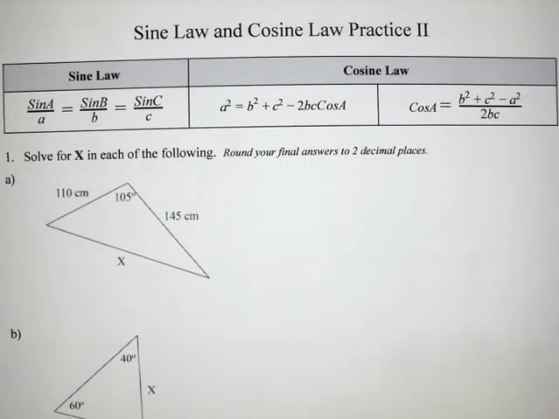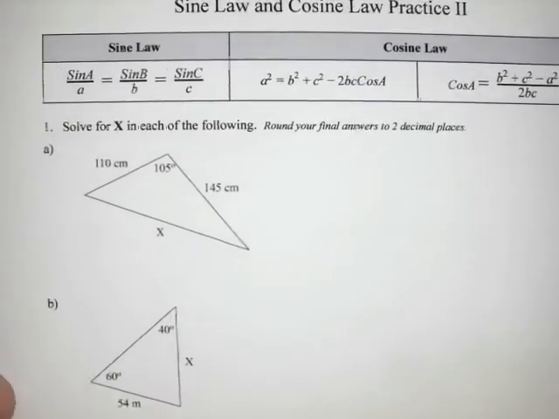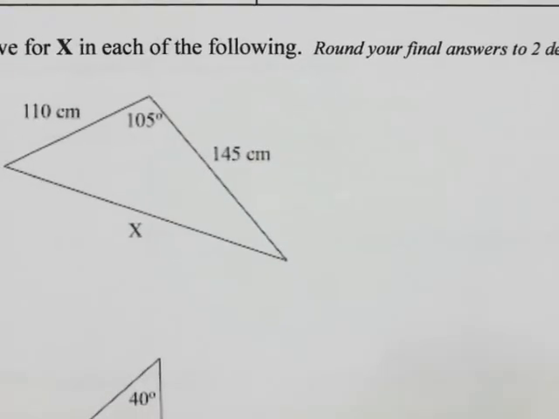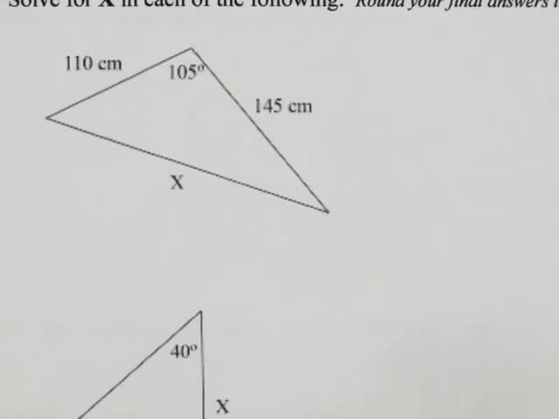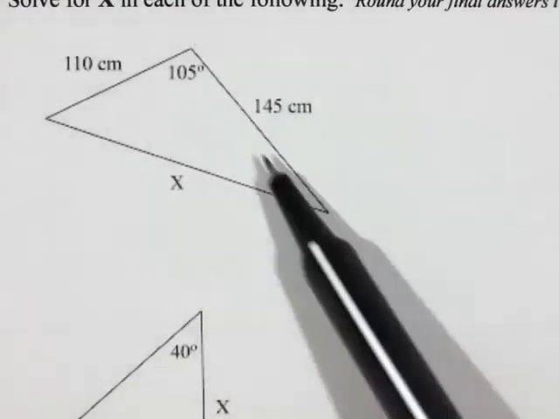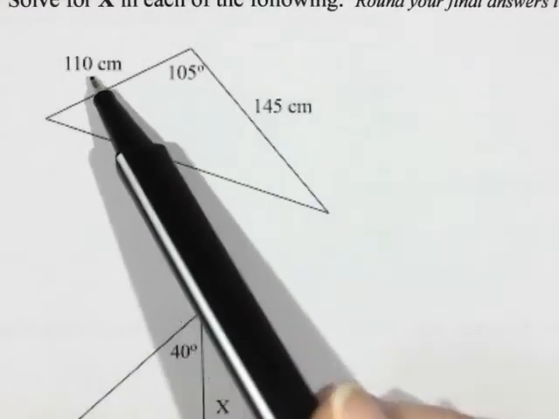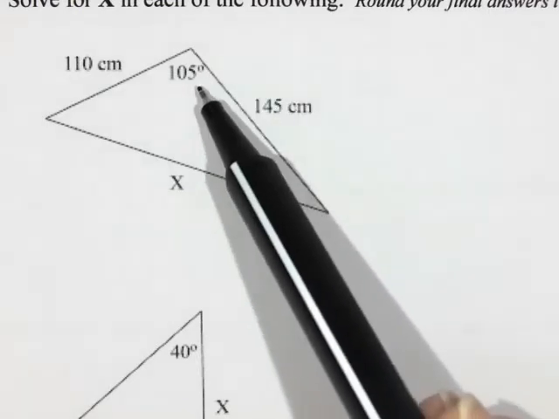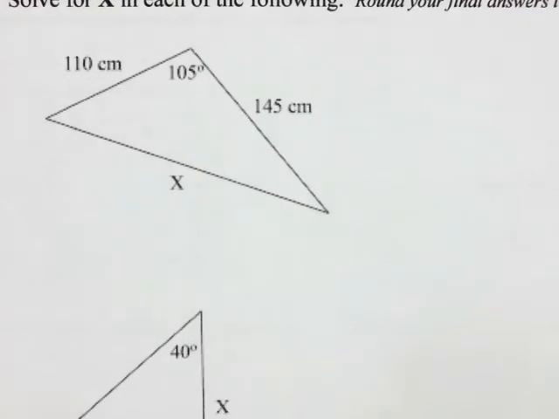We're going to try to figure out what method we would use for each one, and then actually try doing the calculation. So I'm just going to zoom in a little. The question says, solve for x in each of the following. Round your final answer to 2 decimal places. So our very first triangle here, we have a side of 110 centimeters, a side of 145 centimeters, an angle of 105 degrees, and we have x.